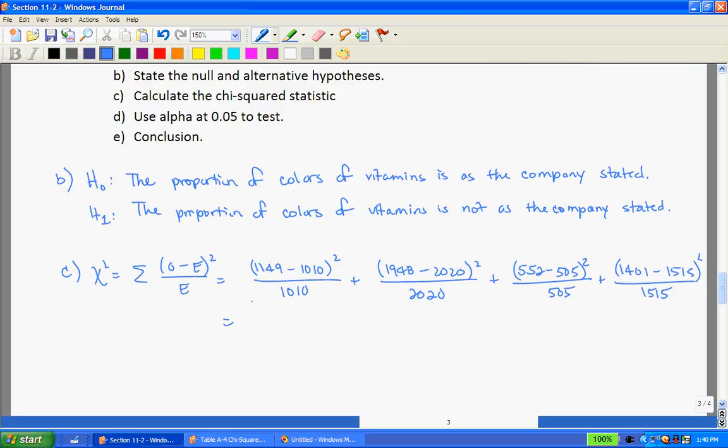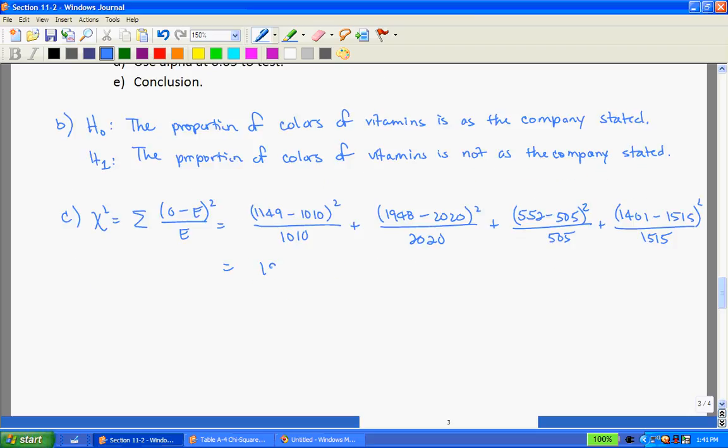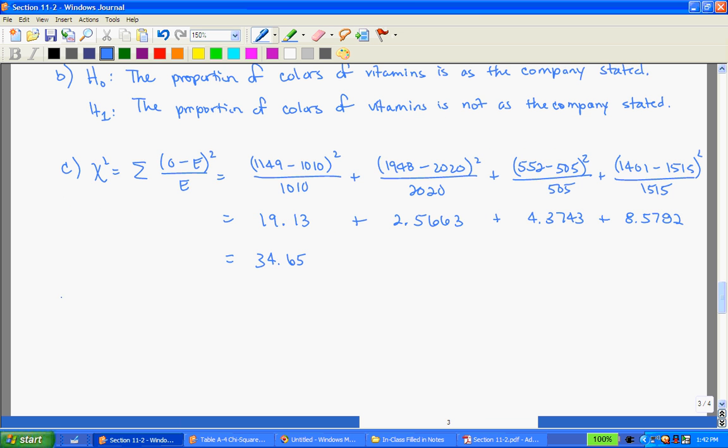Okay, let's see what we get here. I'm getting 19.13 for this one, 2.5663 here, 4.3743, and 8.5782. And adding those all up, I get 34.65. Now that's pretty big. That's already a little suspect to me, but of course we want to continue with our calculations.